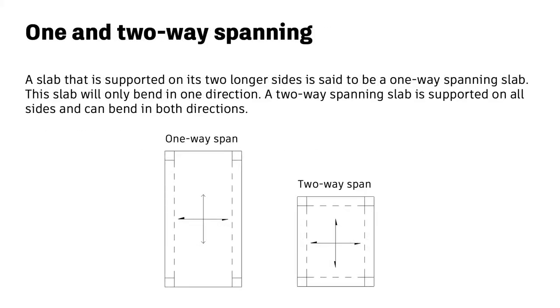A slab that is supported on its two longer sides is said to be a one-way spanning slab. The one-way spanning slab is designed only to resist bending moments in the short axes, and hence the main reinforcement is placed within this axis. A one-way spanning slab will typically be composite and have corrugated structural steel deck applied. The two-way spanning slabs will bend in both directions and will need moment-resisting reinforcement in both axes.